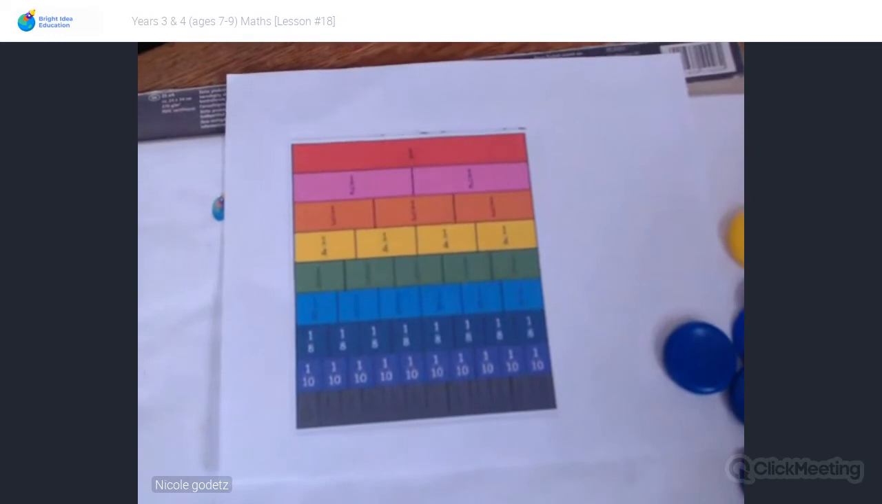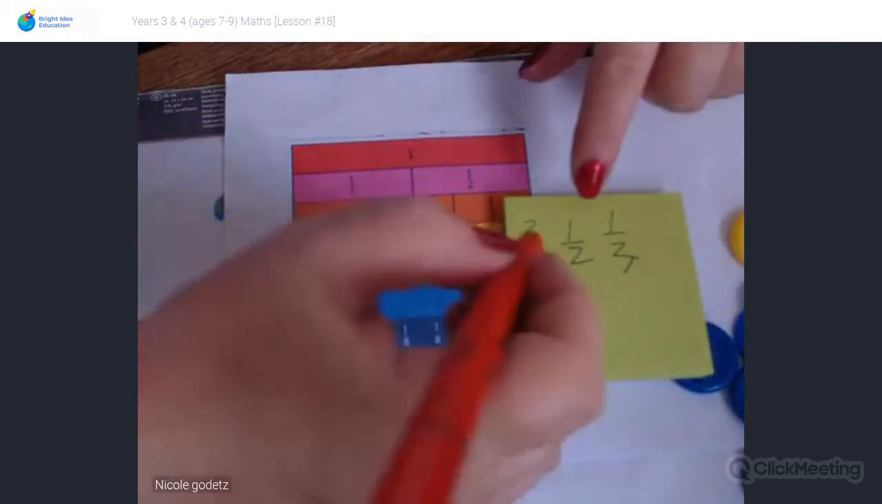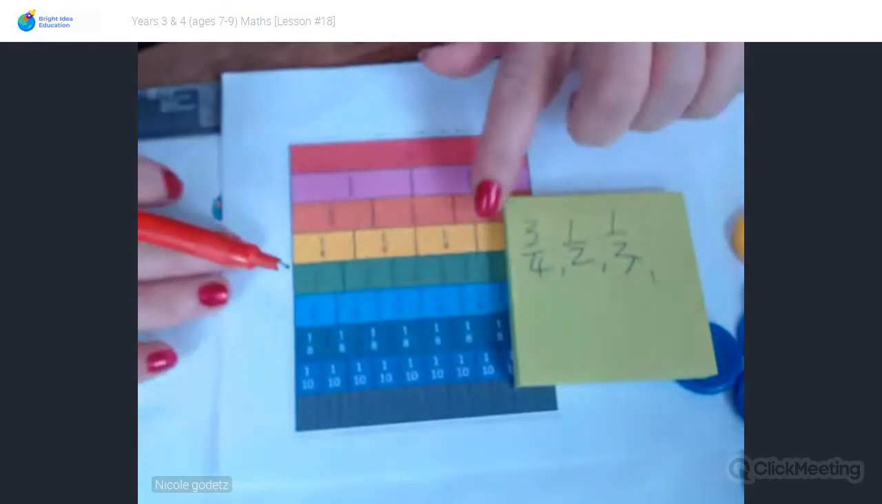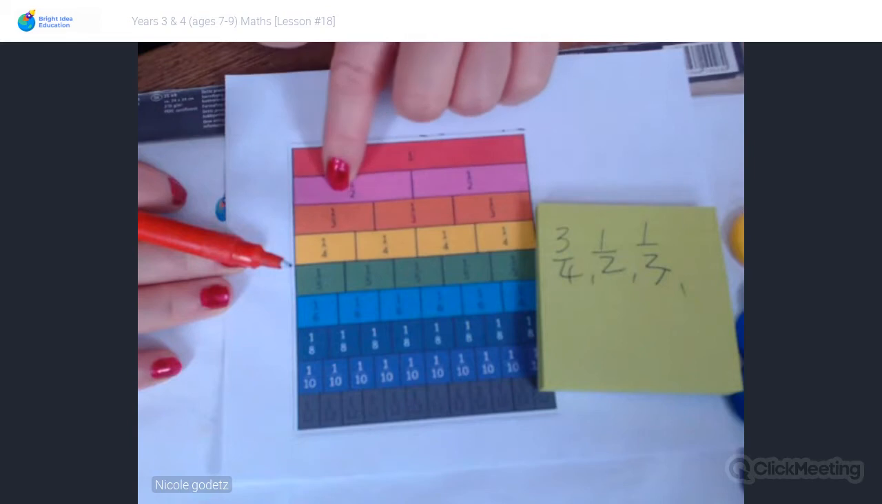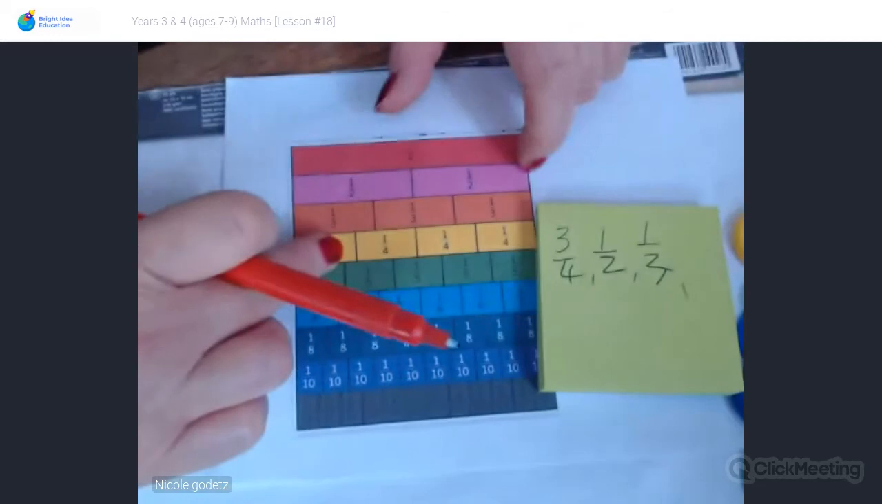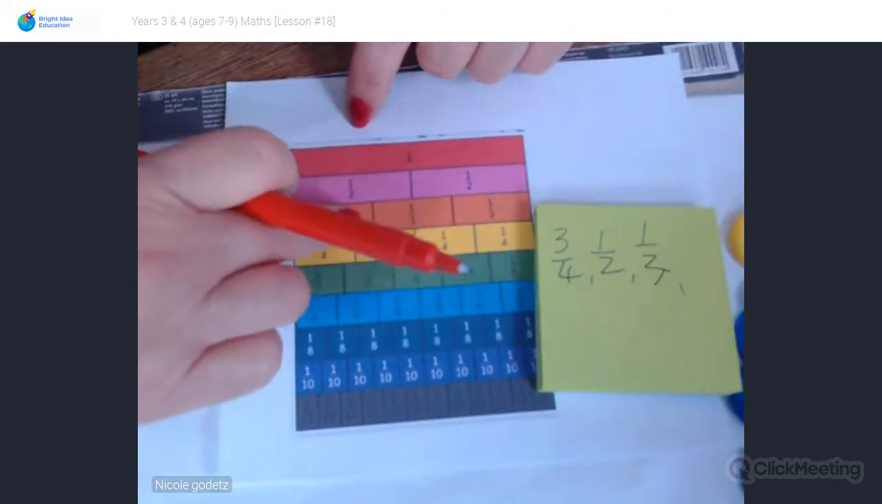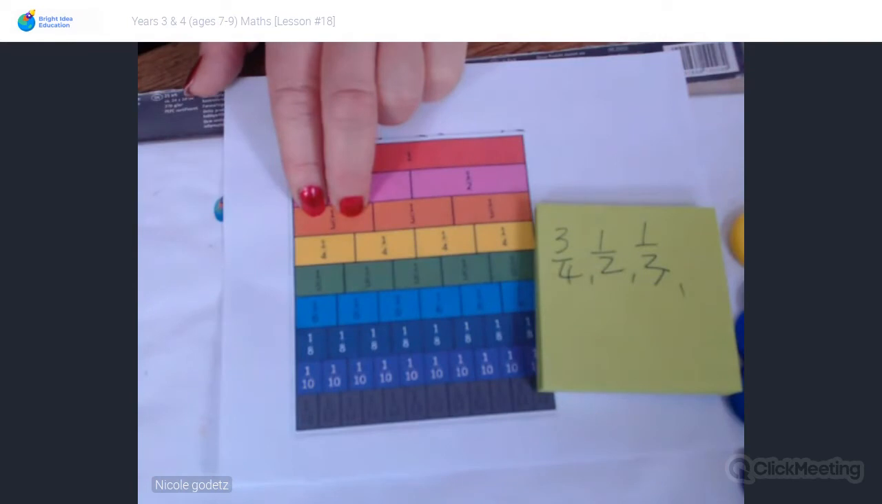So in descending order, we had 3 quarters, 1/2, 1/3. So they were the fractions in the question. So we can see that 3 quarters is this much, 1/2 is this much, 1/3 is this much. So we can see that we've gone from that size to that size to that size. So the next one has to be smaller than 1/3. And what are our options?